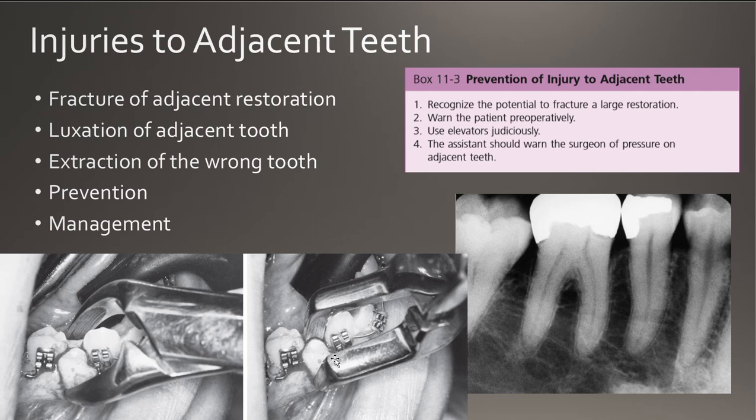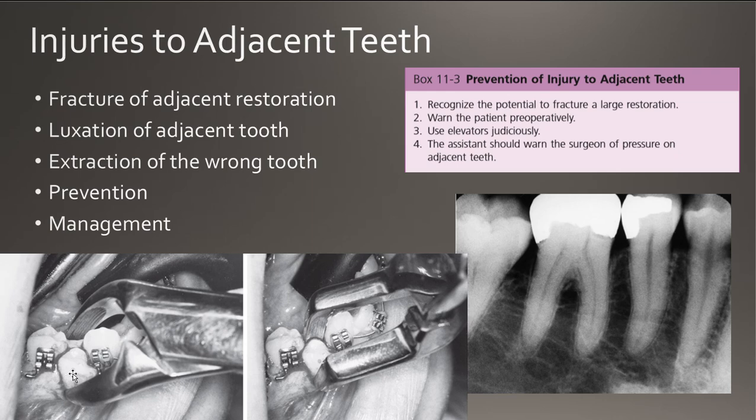Now, sometimes with ortho, we can extract the wrong tooth. One good option: we ask the orthodontist to mark the tooth without a bracket. So let's say we want to extract the lower four. He marks it by having no bracket on it. So that's how we know we extracted the right tooth.